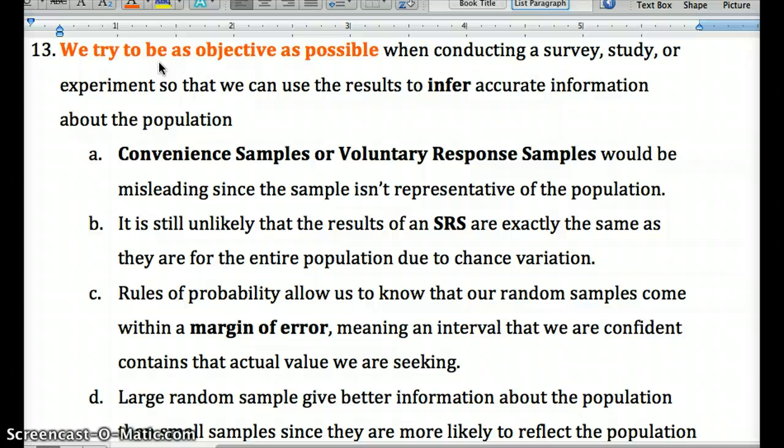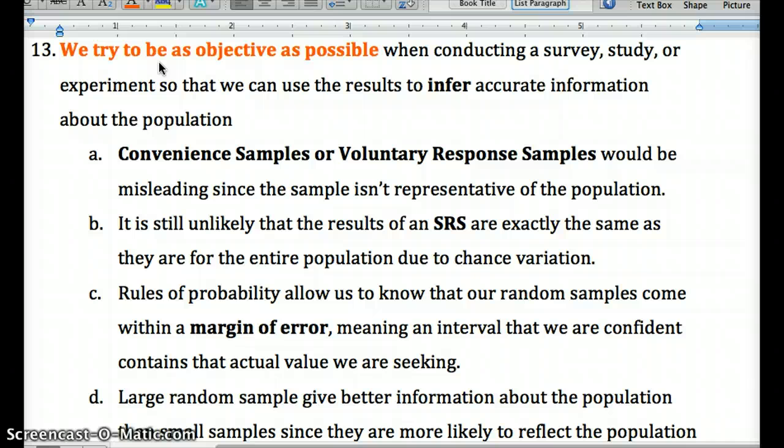So it's like when you see 48% of Americans support President Obama plus or minus 3%. So the margin of error is plus or minus 3%. That means they're sure that the true value in that case would be within 45 to 51%. We'll go into how to calculate that later in the year.